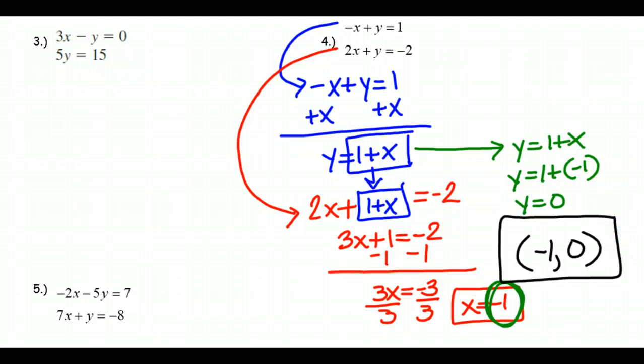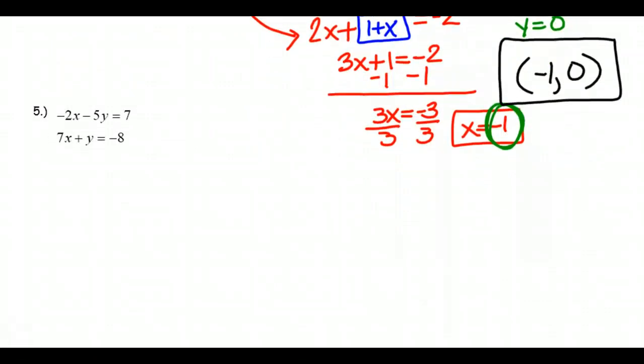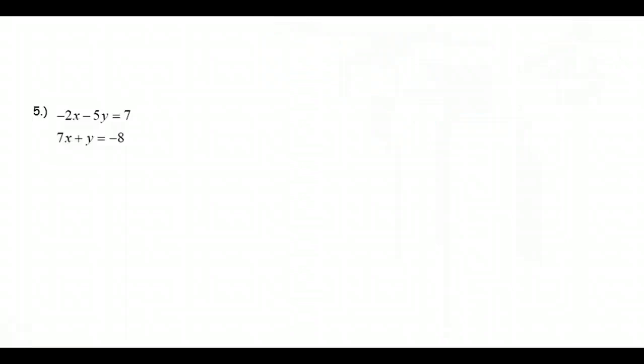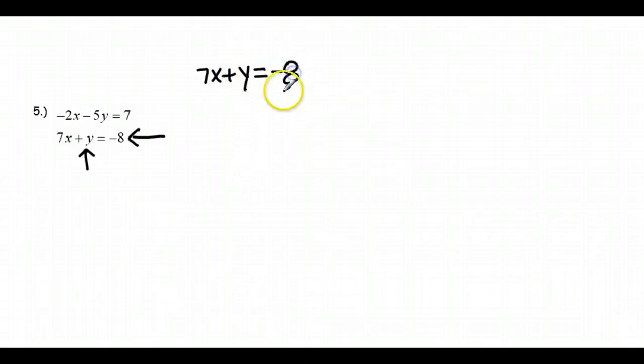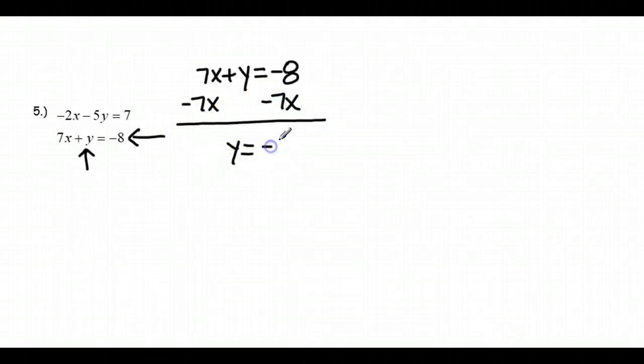All right, let's go on to our last example, number 5. I'm just going to get rid of some of this writing. Now if I look at these two equations, I'm going to choose the bottom equation and solve for y. Remember, you pick the variable that has a positive coefficient of 1. So I've got 7x plus y equals negative 8, and we are solving for y. Subtract 7x from both sides, and we get that y equals negative 8 minus 7x.